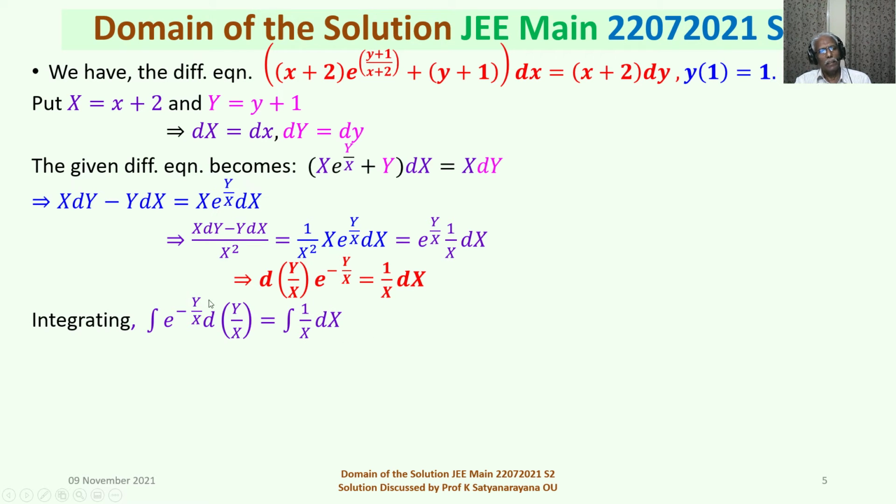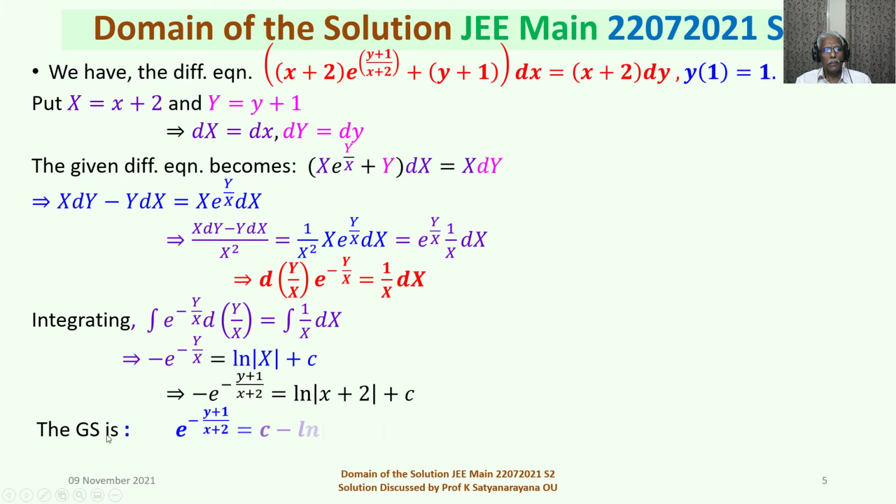And this integration is very easy, and that will be equal to minus e to the power of minus Y by X is equal to ln of mod X plus c. In terms of x + 2 and y + 1, we get minus e to the power of minus (y+1)/(x+2) is equal to ln of mod (x + 2) plus c, where c is the constant of integration whose value we will obtain by the given initial condition.